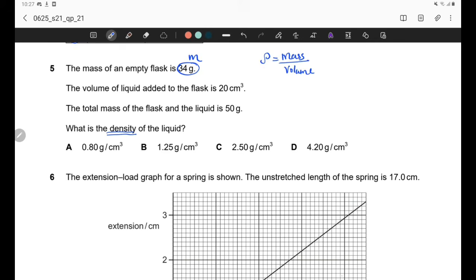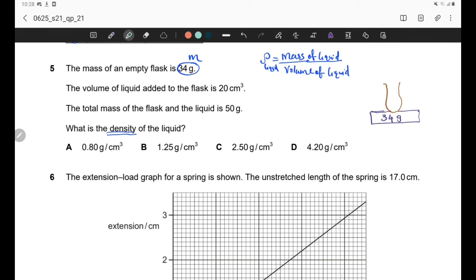So density of liquid we need to calculate. So the density of liquid will be mass of the liquid over volume of the liquid. So we need to find out what is the mass of the liquid and what is the volume of the liquid from the question. So initially we had an empty flask and its mass is given, that is 34 gram.